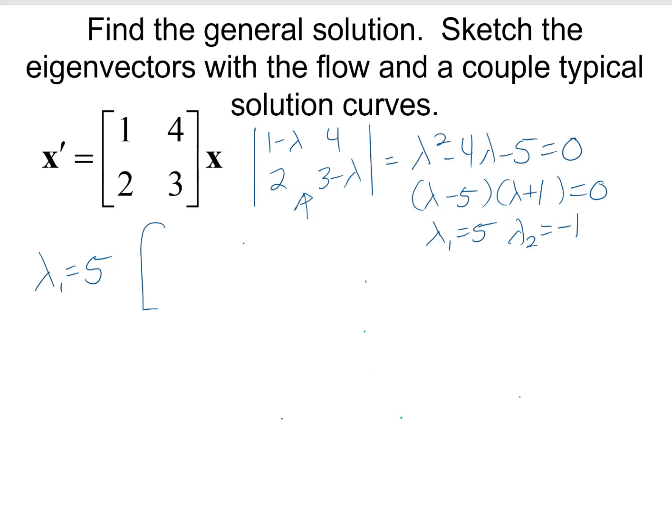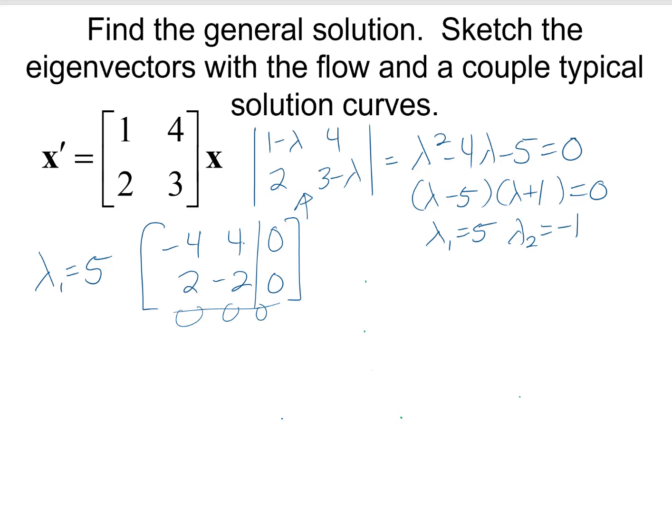So 1 minus 5 is minus 4, then we have a 4, then we have a 2, 3 minus 5 is minus 2. So we're figuring out the eigenvectors, so when it equals 0, you can see there's a dependency there, but really for 2 by 2's we don't have to do any row operations because we know the second one's going to 0 out.